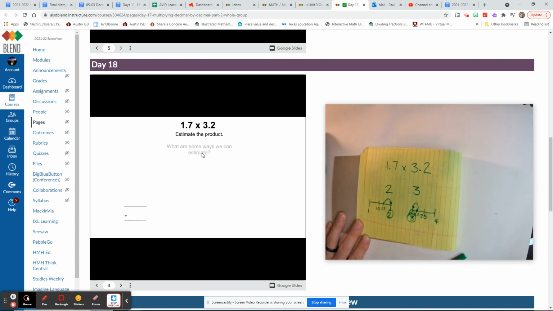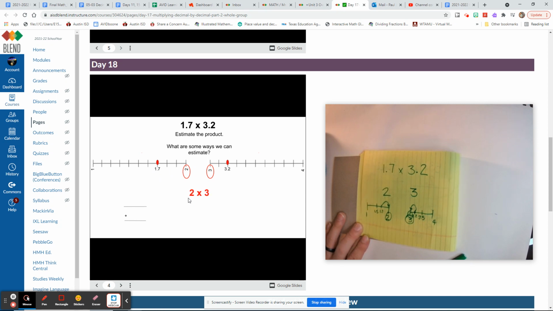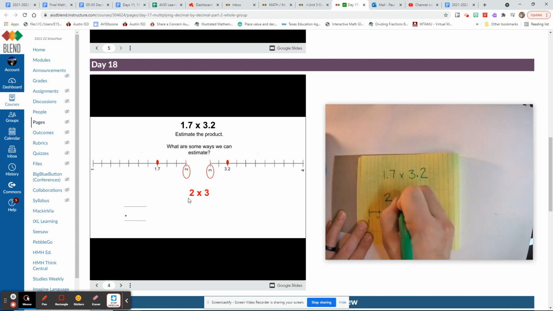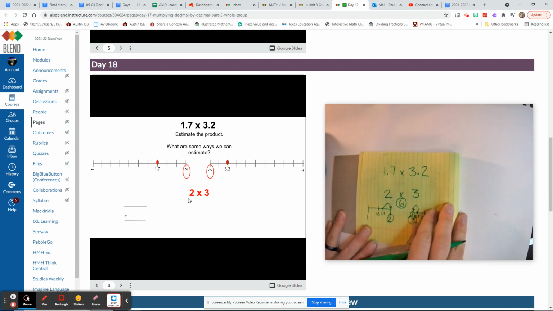All right, so they're going to show us the same thing. So here's the numbers between 1 and 2 for 1 and 7/10, between 3 and 4 for 3 and 2/10. 1 and 7/10 should fall on the 7/10 line. So here's 1, 1 and 1/10, 1 and 2/10, 1 and 3/10, 1 and 4/10, 1 and 5/10, 1 and 6/10, 1 and 7/10, way closer to 2. And then 3 and 2/10 would be 3 and 1/10, 3 and 2/10 right there. Once again, closer to 3. So we're looking at 1 and 7/10 is closer to 2, 3 and 2/10 is closer to 3. So we're looking at 2 times 3. 2 times 3 gives us 6. So our estimate is 6.